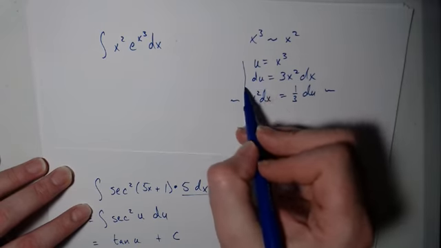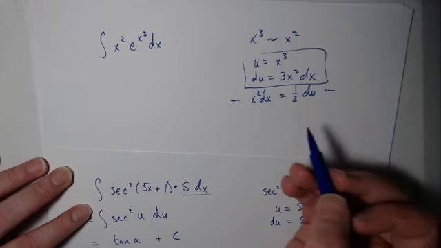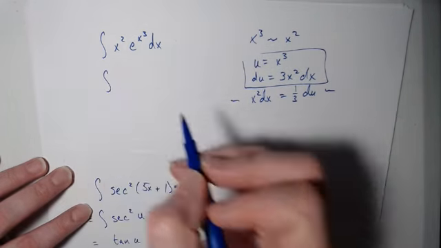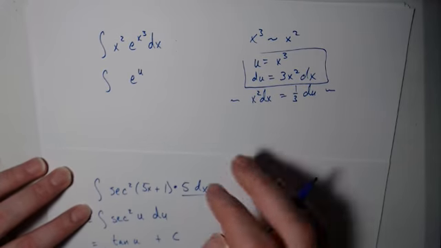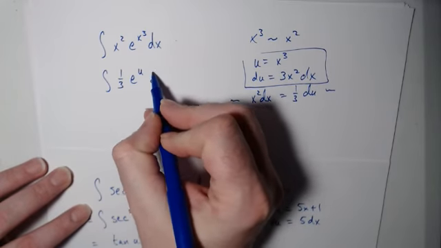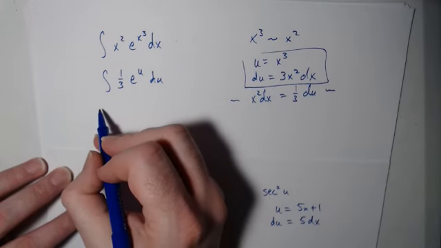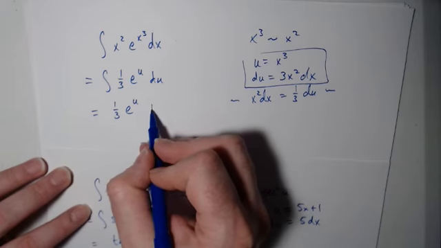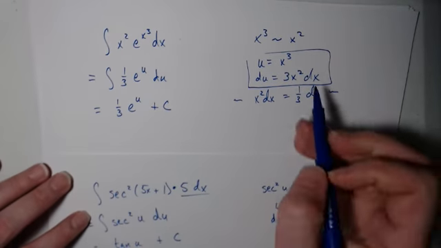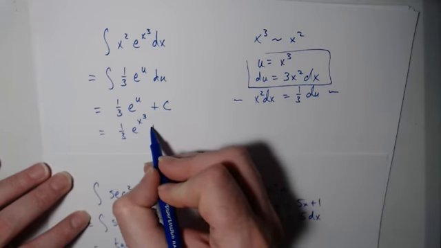I do recommend that until you get a real firm grasp on these substitutions, you do write down u and du, though. So plugging in, this becomes the integral of e to the u, and I need a 1/3 and then a du. So then taking an antiderivative here, I get 1/3 e to the u plus c, and then I plug back in, so this is 1/3 e to the x cubed plus c.